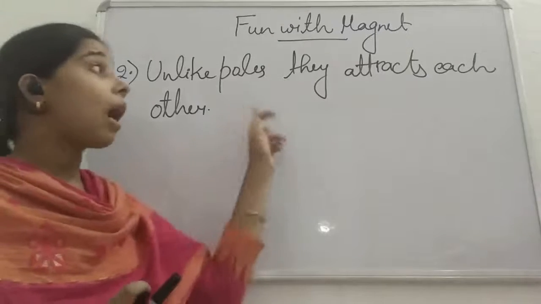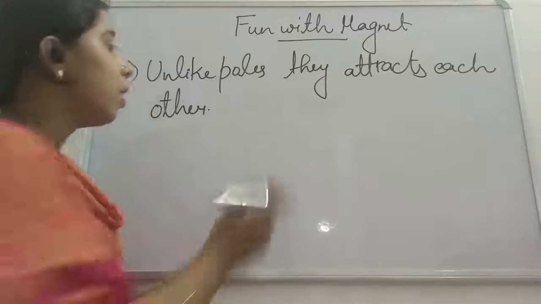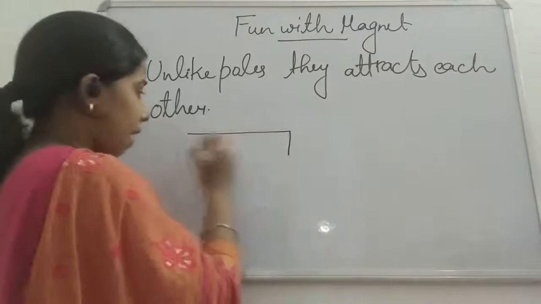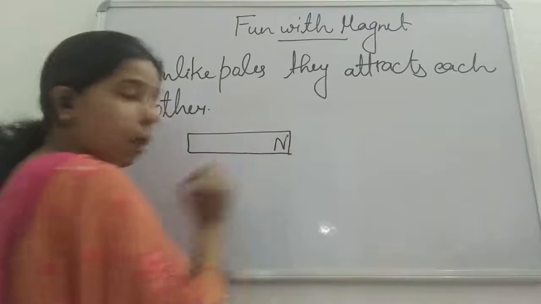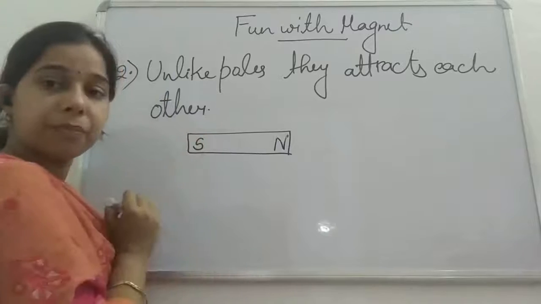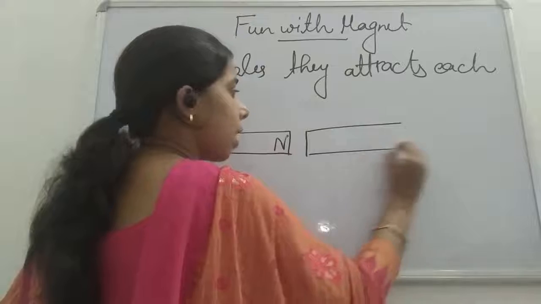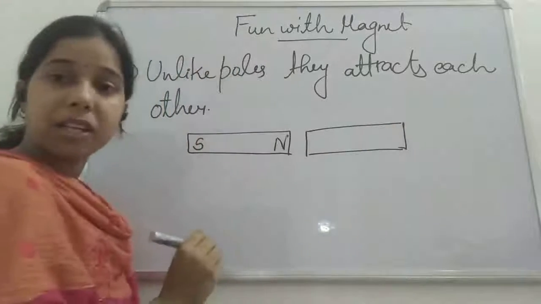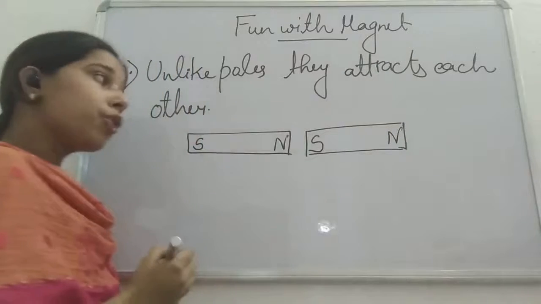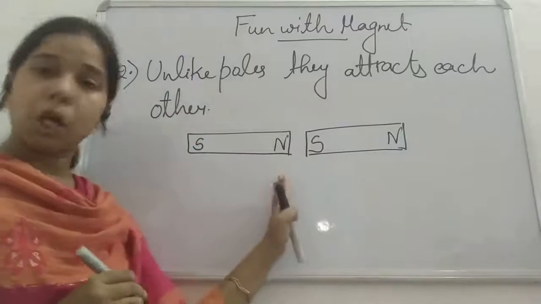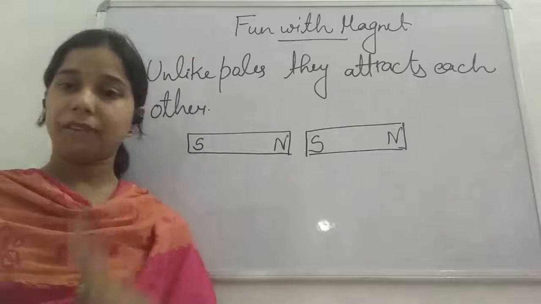Okay students, how do the unlike poles attract each other? What is an unlike pole, student? Suppose we have taken a bar magnet. This bar magnet has one north pole and one south pole. Now we take another bar magnet. This bar magnet is also having the same condition, that is one south pole and another north pole. So you can see here, students, the north pole and south pole are different from each other. They are the two ends, so they are different from each other.